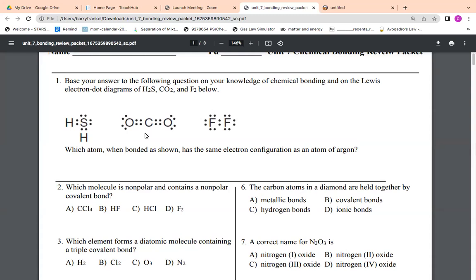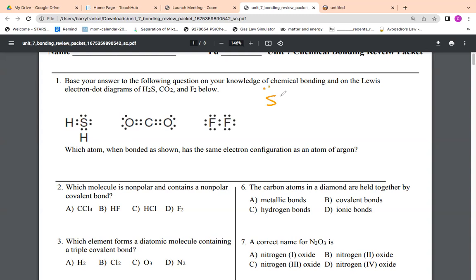Number one, we're given these three Lewis dot structures. You can draw Lewis dot structures in a variety of ways. I normally draw them with little dashes, but you can draw them like this. This is in your guided notes. Pictures of Lewis dot structures drawn like this are available in your notes. The way that we would typically draw them would be like this.